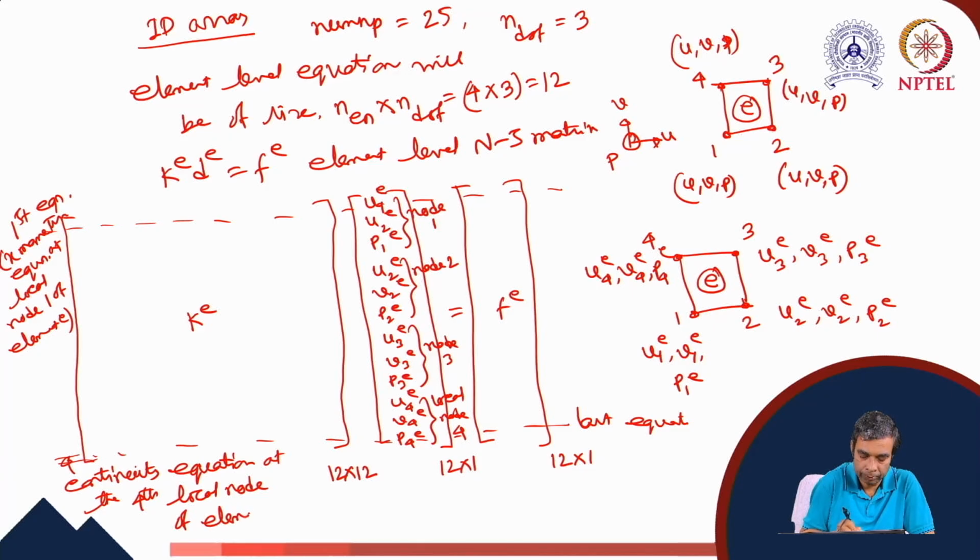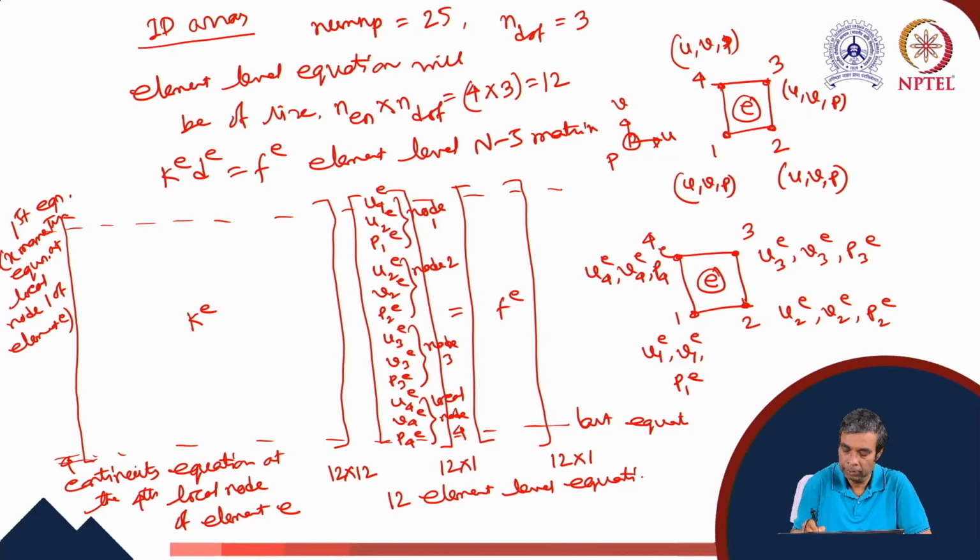of element E. It means that out of 12 equations, we have 8 momentum equations and 4 continuity equations. So we have a total of 12 element level equations. This is constructed of 4 x momentum equations, this is for UE, plus 4 y momentum equations, these are for VE, plus 4 continuity equations.